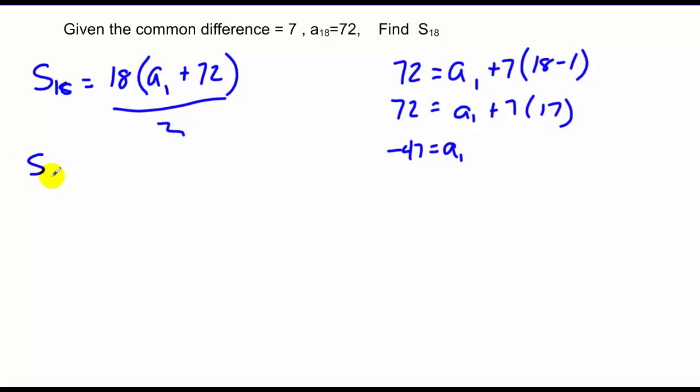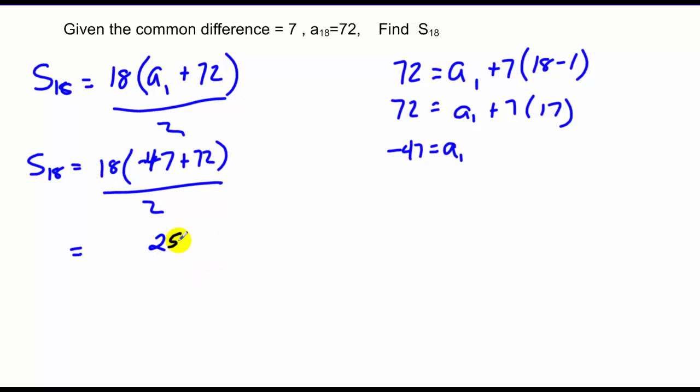I just plug into my equation now. The sum of the first 18 terms is 18 times negative 47 plus 72 all over 2. 72 minus 47 gives me 25, and that is positive, and that's a 9, and 9 times 25 is just 225.